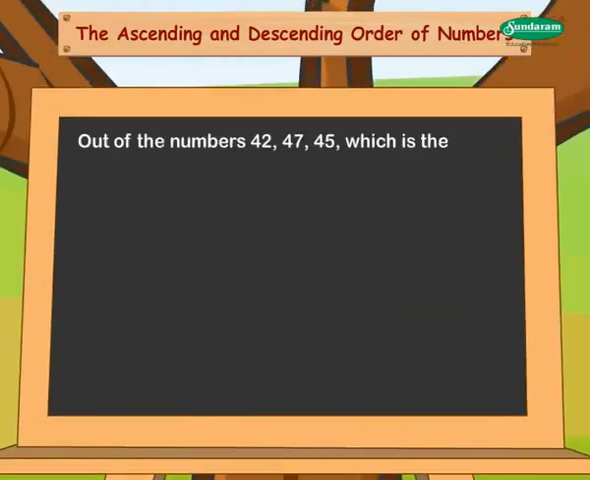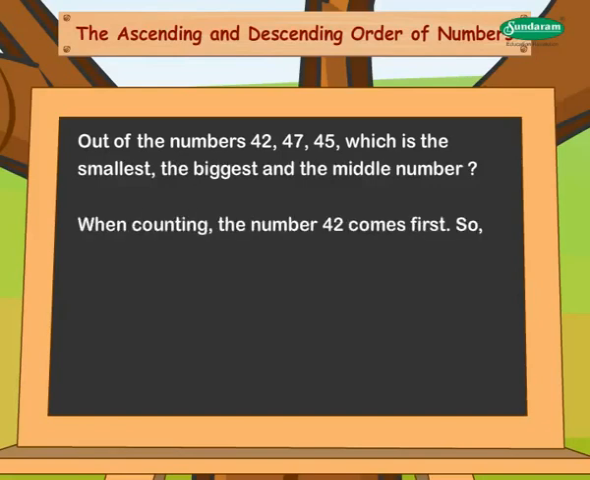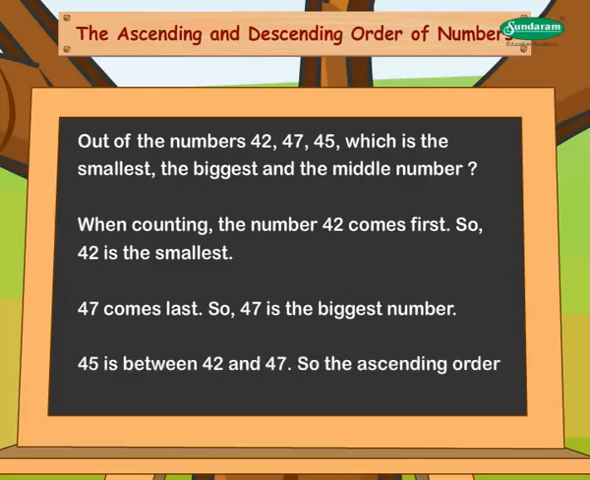Out of the numbers 42, 47 and 45, which is the smallest, the biggest and the middle number? When counting, the number 42 comes first. So, 42 is the smallest. 47 comes last. So, 47 is the biggest number. 45 is between 42 and 47. So, the ascending order of these numbers is 42, 45, 47.